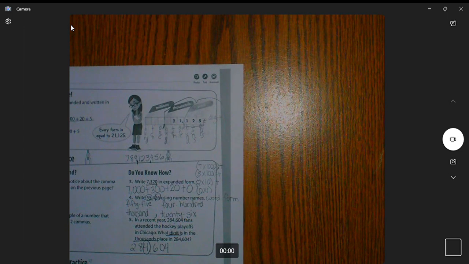Now be careful because there's also a 4 in the ones place. Sometimes they will try to trick you. Please be mindful of where you're counting to. If you're counting to the thousands, don't just stop at the first number. You have to count all the way over.